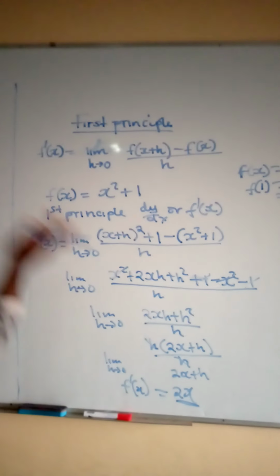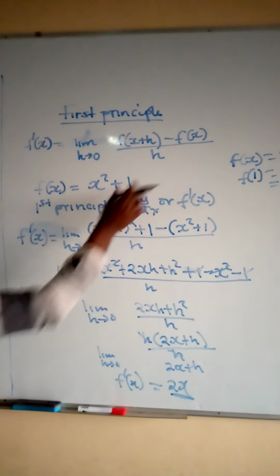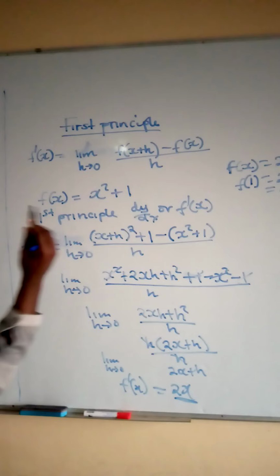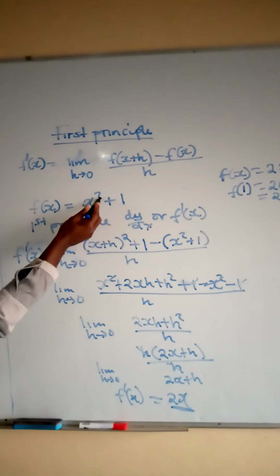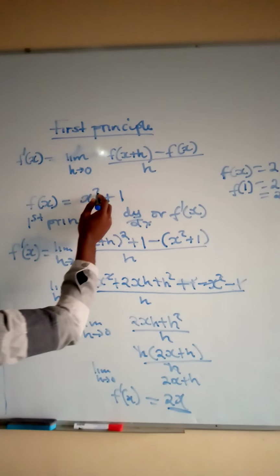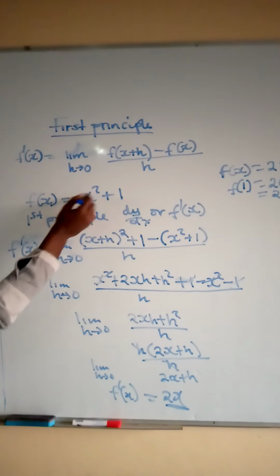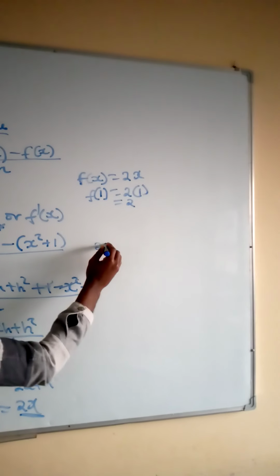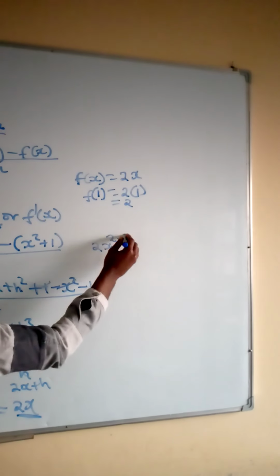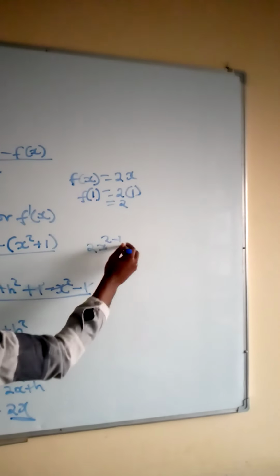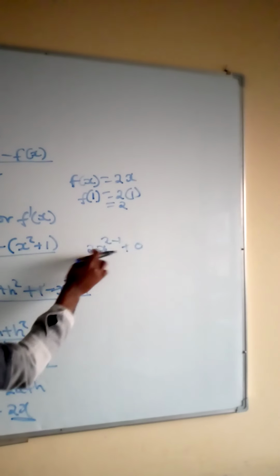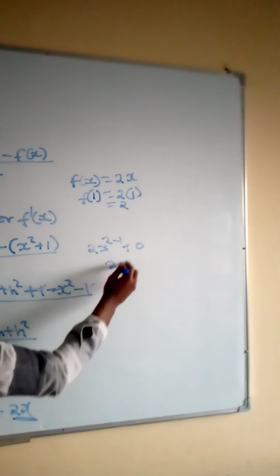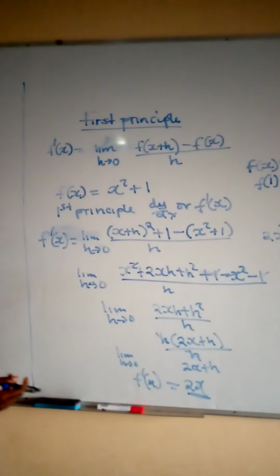Let's just check using our ordinary method. If we have this function, we multiply the power, which is 2, by the coefficient, which is 1. So we get 2x, and the power 2 is reduced by 1. This is a constant, so plus 0. We find that we are still getting the same answer, but now we are using first principle. That's how we use first principle.